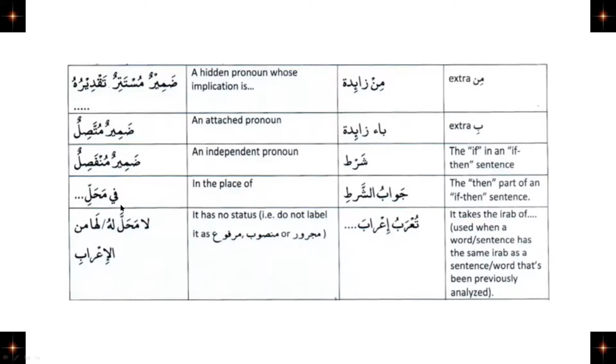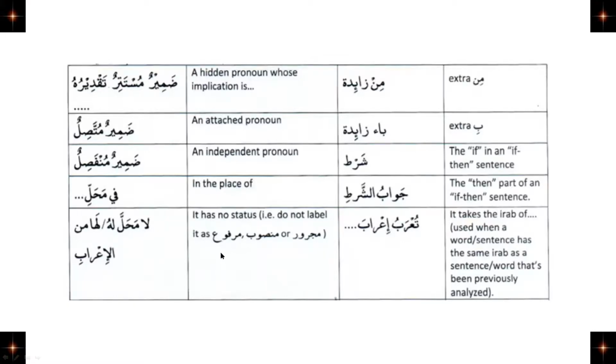Fi mahal simply means a word is in the status of something, whilst physically it looks different. But we say allazi is fi mahal rafa because it is in a position of rafa. It's supposed to be fa'il or it's supposed to be khabar and so on. So we say fi mahal. Okay. And then la mahalla lahu min al-i'rab or la mahalla laha min al-i'rab, something like sila.